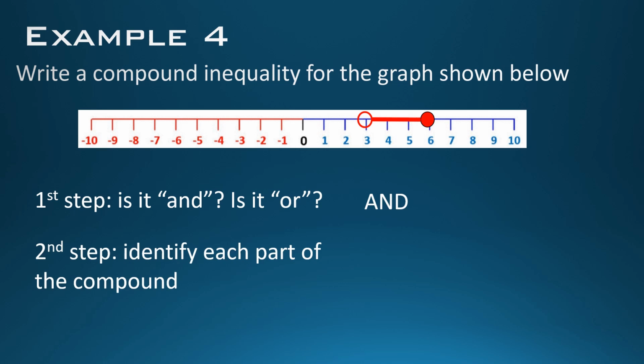We have the 3 and the 6. So the 3 is going to be greater than or less than, but the way the arrow is going, positive, it's got to be more than 3, so x is greater than 3. And as far as the 6 goes, again it's filled in, which means it's going to be with the equal sign, so we have it less than or equal to 6. Now you put all these things together and we get our compound inequality, which is x is greater than 3 and x is less than or equal to 6.